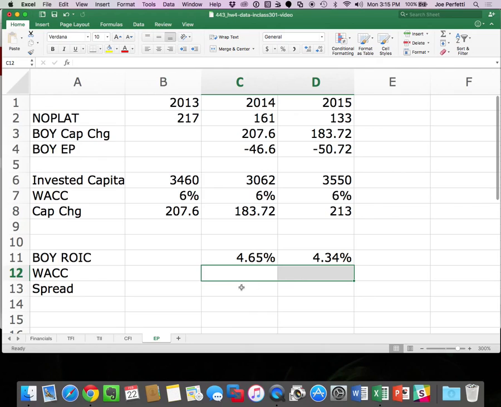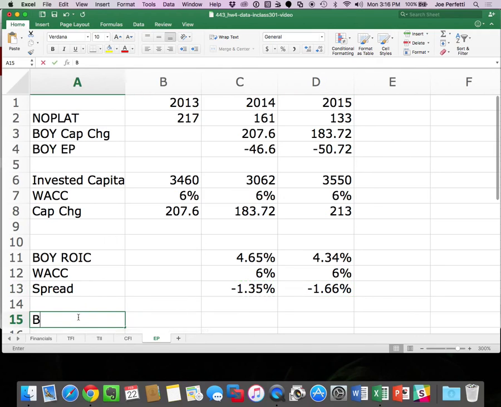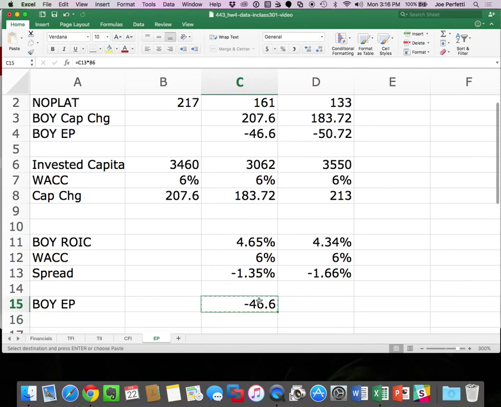So here's our WACC. Equals that. So our spread is the beginning of year ROIC minus the WACC. So our EP equals that spread times previous year's invested capital, and I have both methods which now balance.